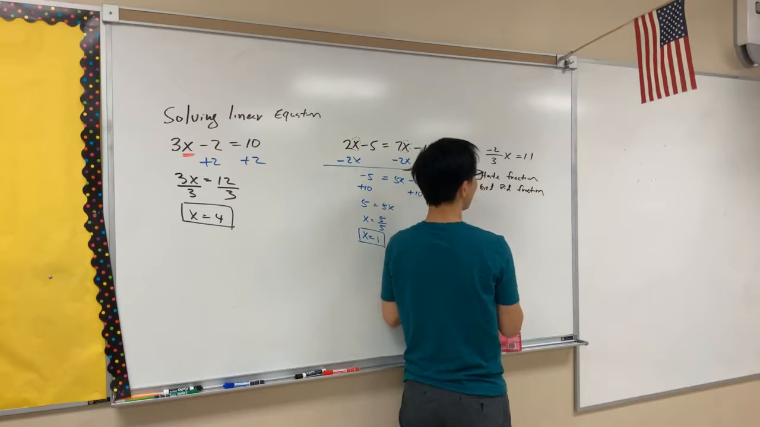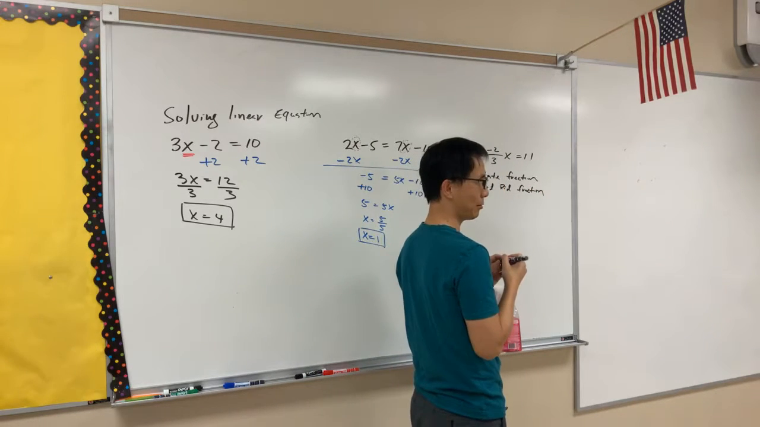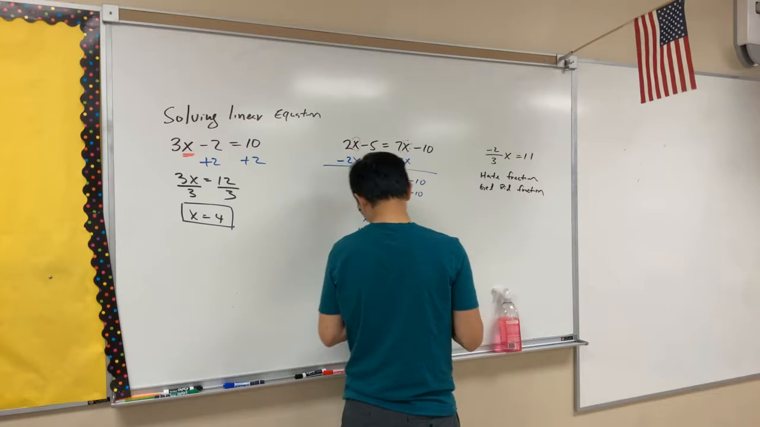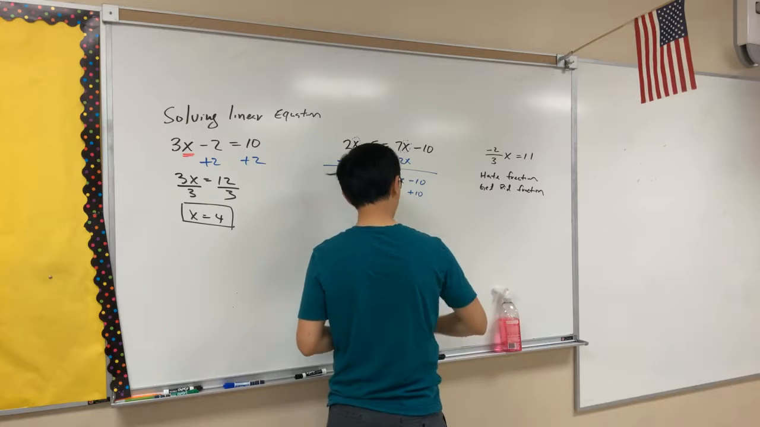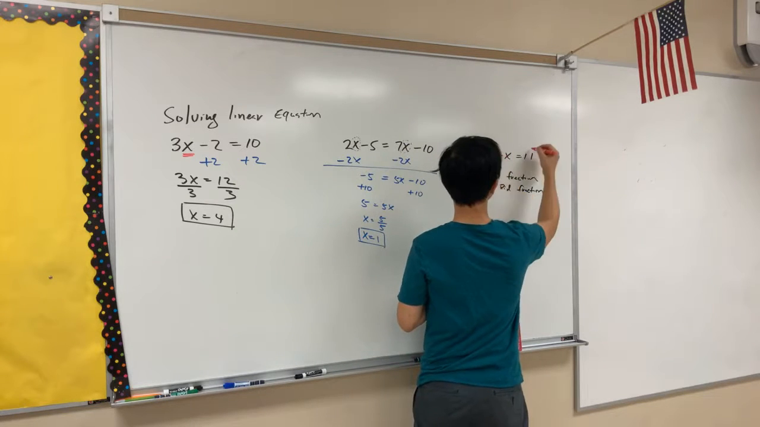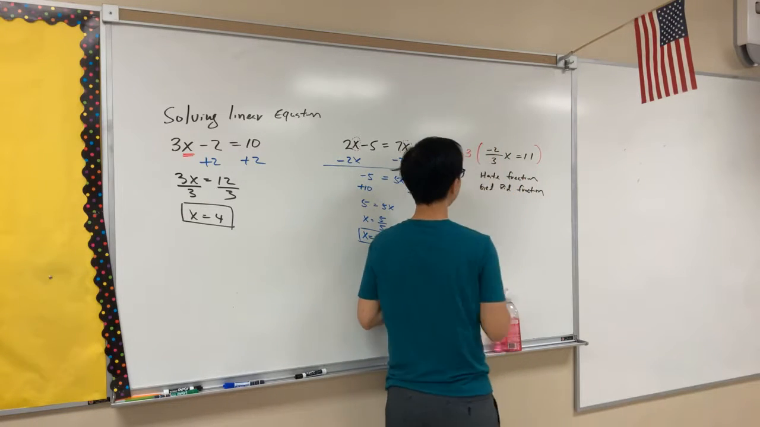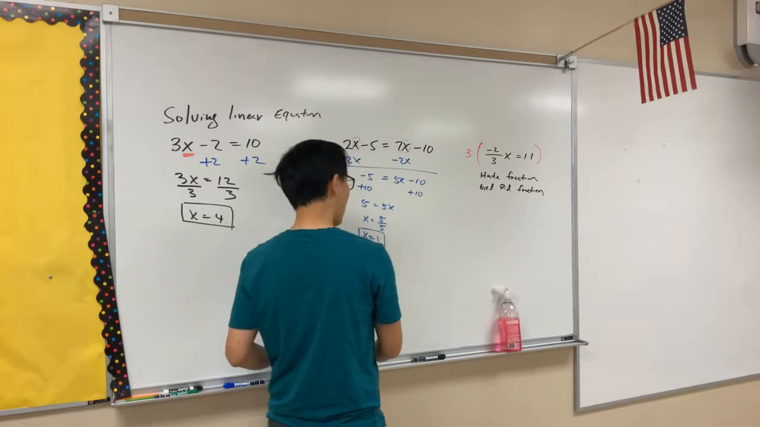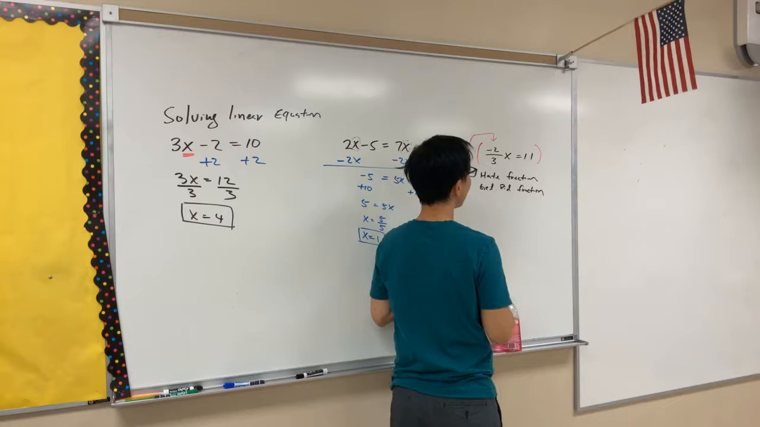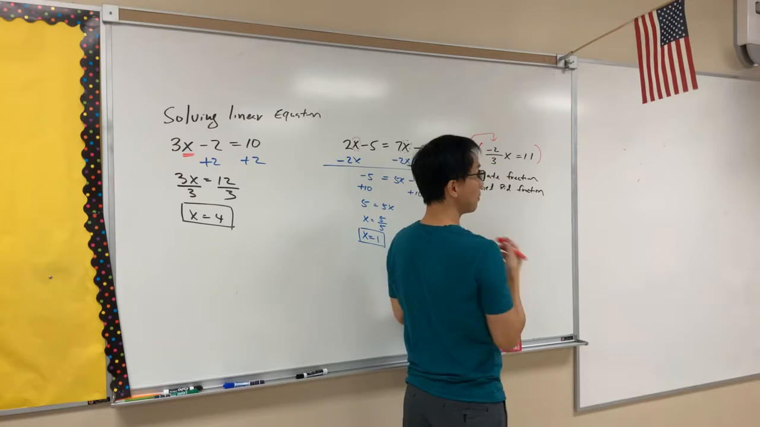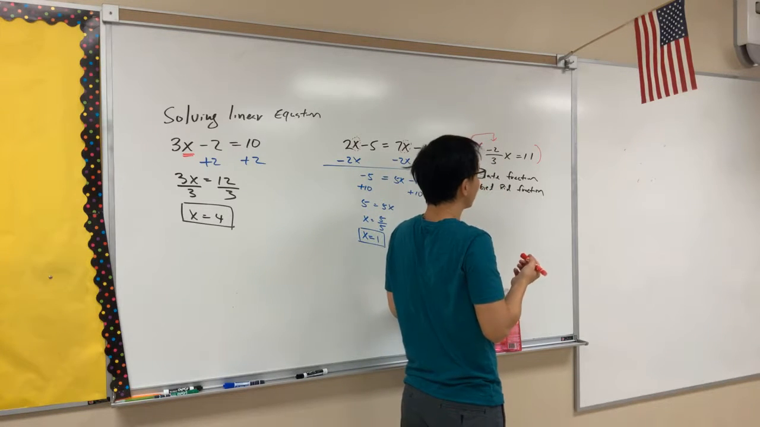And the best way to get rid of a fraction is to get rid of the denominator. So what is the denominator in this case? 3. So what I'm going to do is multiply both sides by 3. Why do I multiply both sides by 3? Because when I distribute the 3 to here, that 3 and 3 are going to simplify down to 1.